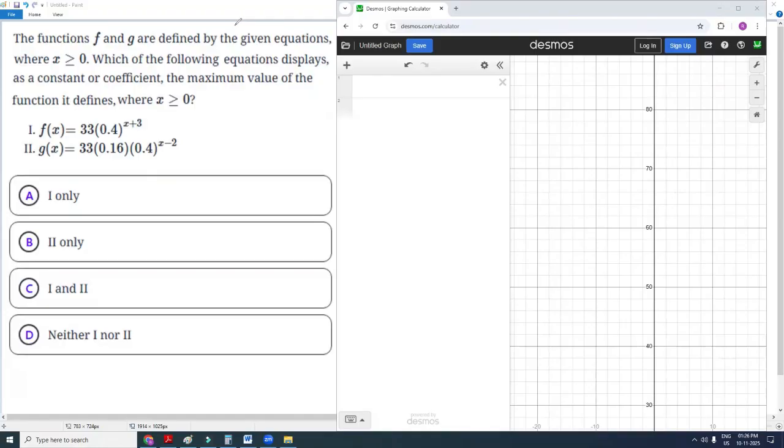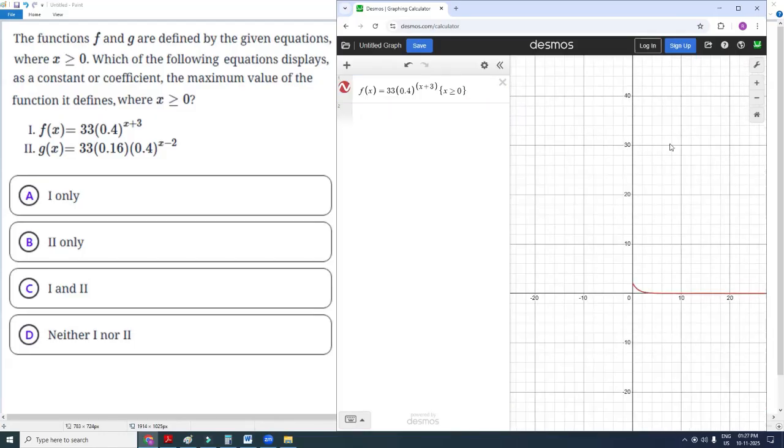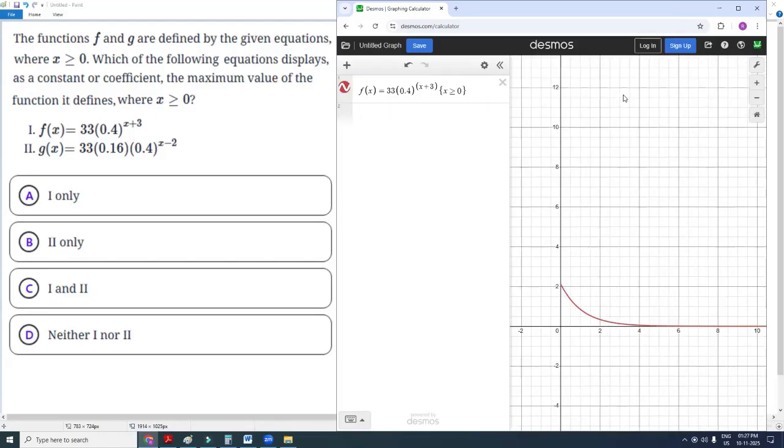Now we can use Desmos to solve this problem. Let me take the first function f of x in Desmos. That is f of x equals 33 times 0.4, raised to the power of x positive 3. And for both the functions, I have the same domain, that is x greater than or equal to 0. Now let me take the domain for the first function f of x.